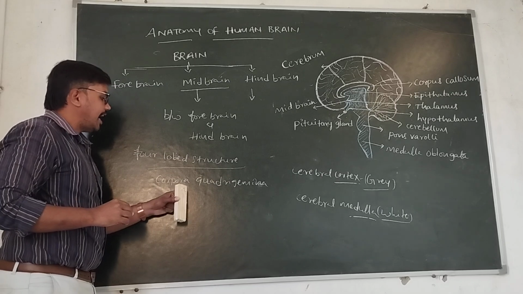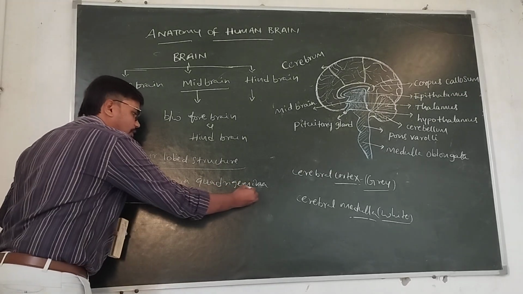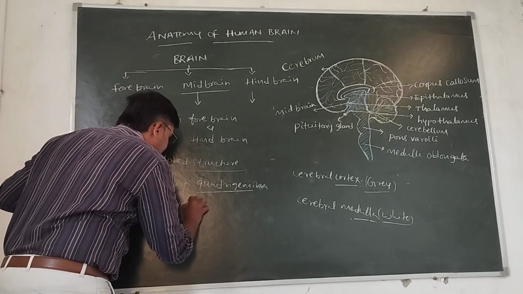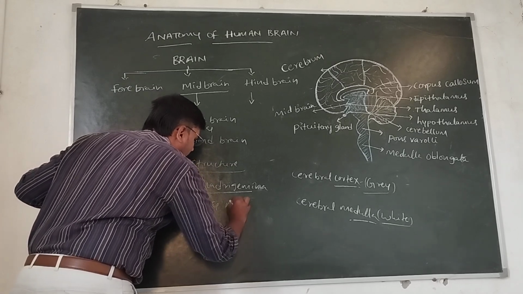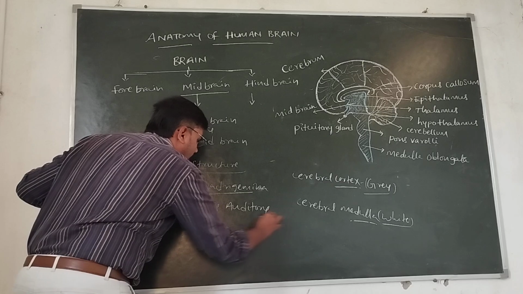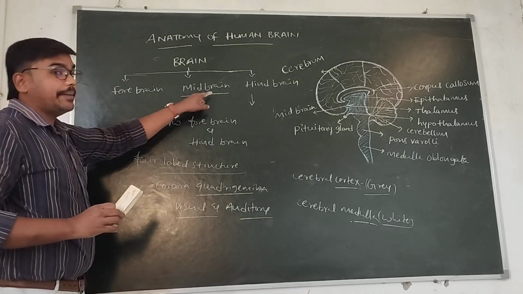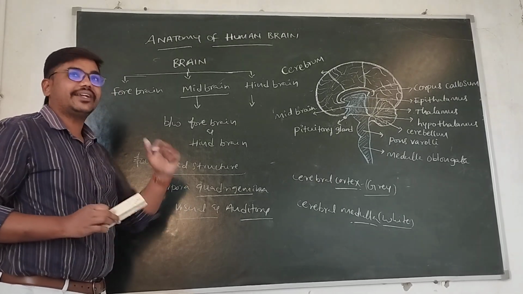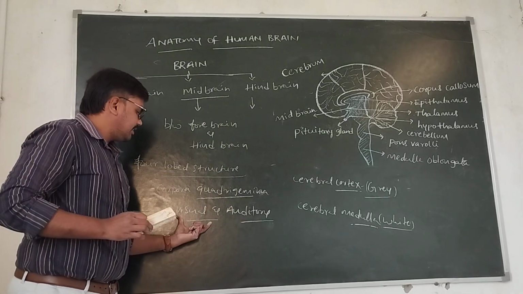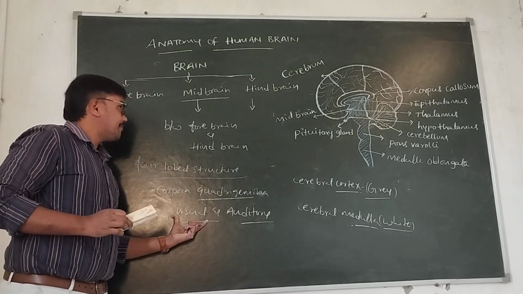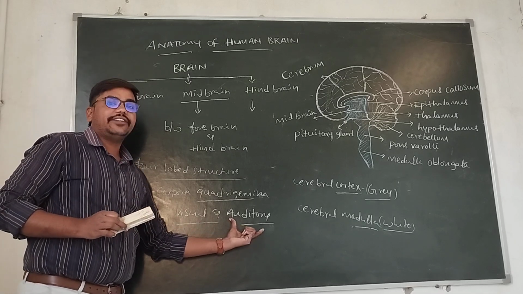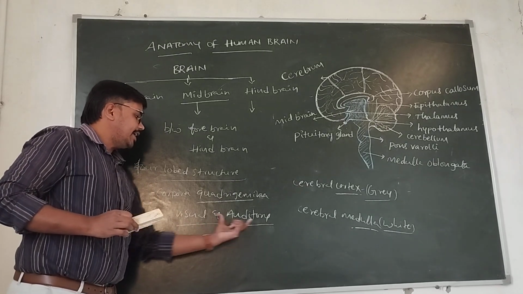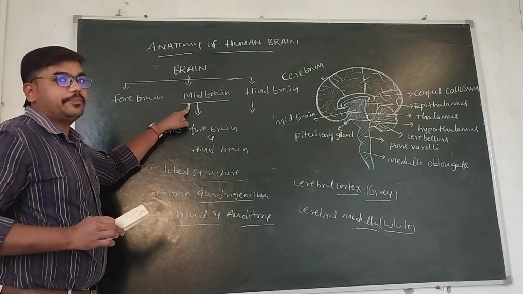This structure is called corpora quadrigemina. The main function of the corpora quadrigemina is visual and auditory function. So the main function of the midbrain is visual and auditory function. Visual means what you can see. Objects are recognized by the midbrain, and also auditory function, what you hear, the sounds. These visual and auditory functions are done by the midbrain.